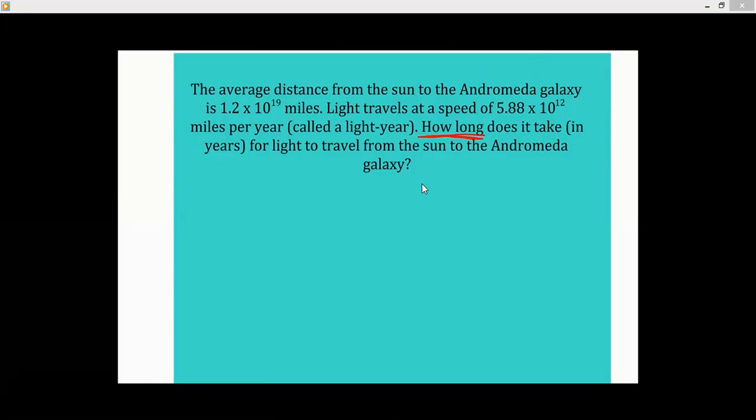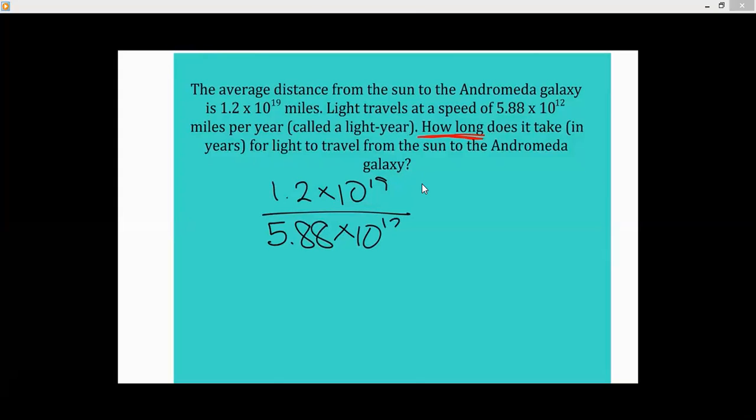This one, how long? He gave us the total at the beginning: the average distance from the Sun to the Andromeda galaxy is 1.2 times 10 to the power of 19. Light travels at a speed of 5.88 times 10 to the power of 12. Then which operation should it be? Division. Then we have 1.2 times 10 to the power of 19 divided by 5.88 times 10 to the power of 12. We will divide it into two parts.